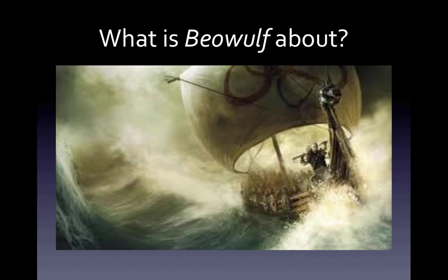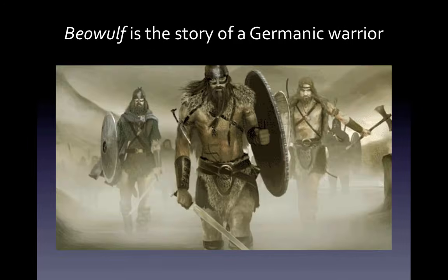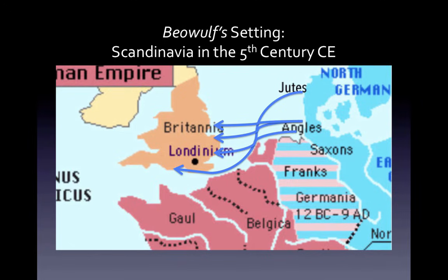So, if that's who the Anglo-Saxons were, then what is the Beowulf poem about? It might not surprise you to learn that it is the story of a Germanic warrior. Its setting is Scandinavia in the 5th century, which is to say that it takes place in the part of the world that the Anglo-Saxons' ancestors left at precisely the time that they left it to come to the island of Britannia.